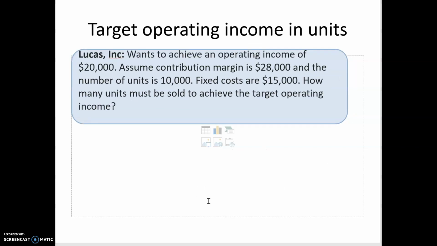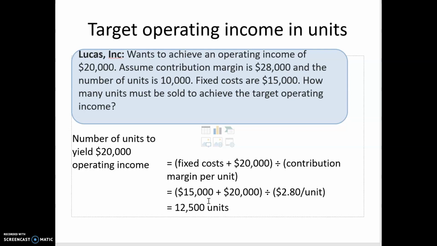Let's say we want to achieve an operating income of 20,000. Contribution margin is 28,000, number of units is 10,000, fixed costs are 15,000. How many units do we need to sell to achieve the operating income of 20,000? So we would take the 15,000 fixed costs plus the 20,000 target operating income. So 35,000 gets divided by $2.80, and that comes to 12,500 units.